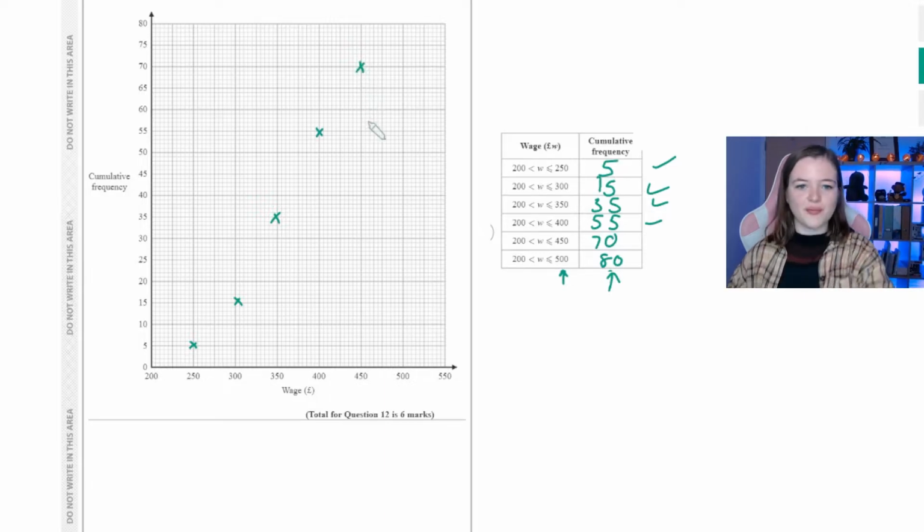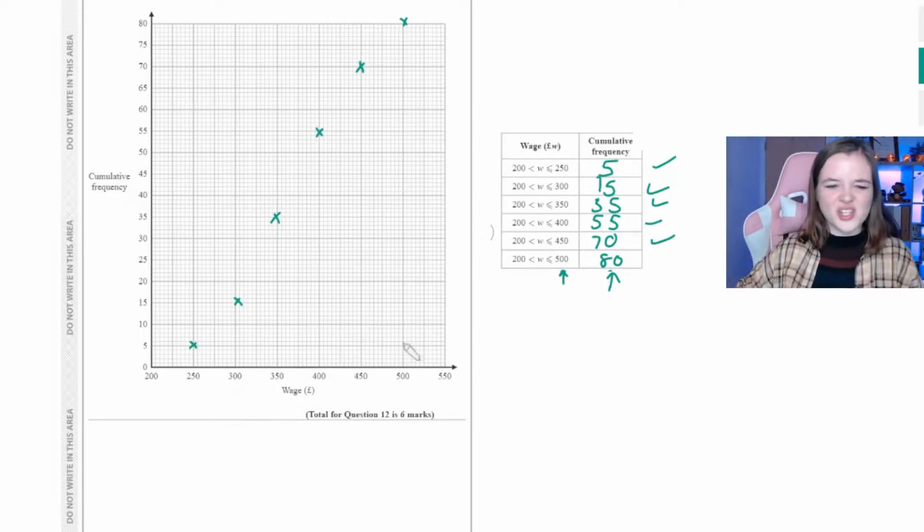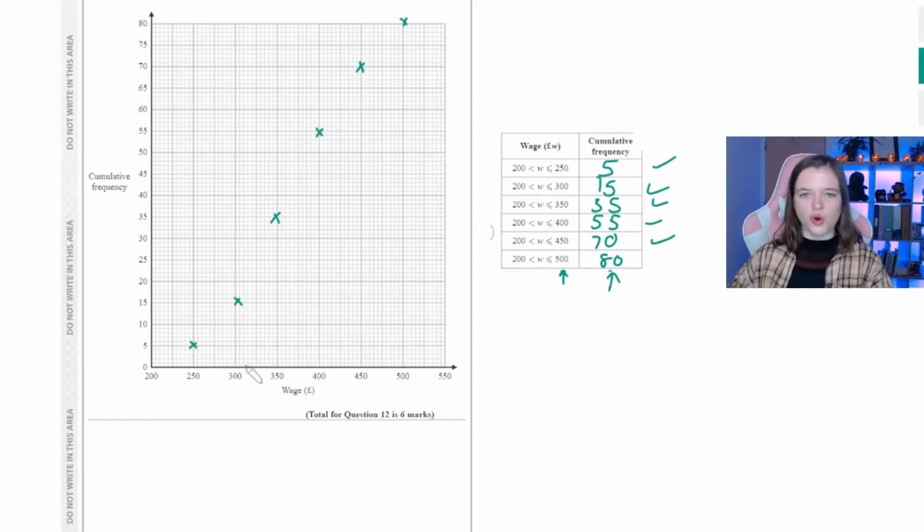I have to get very close to the camera because I'm wearing my contact lenses, so I can't see very well, and the grid's making my eyes go funny. That's that one done, and then I've got 500 with 80, which is all the way up there. Okay, so the cumulative frequency should look something like an S. Not looking very S-shaped here, but normally that's how it goes. So I'm going to roughly try and plot that. Not off to a good start here, am I?